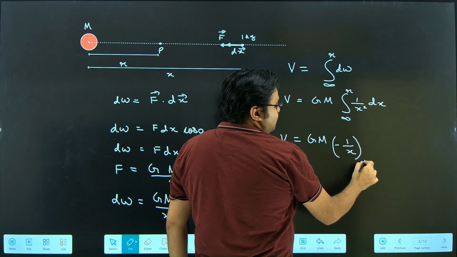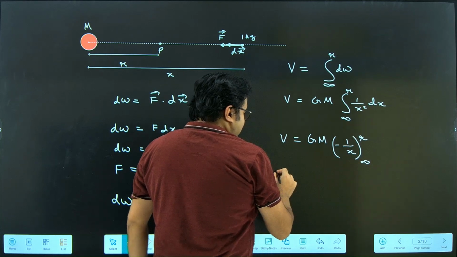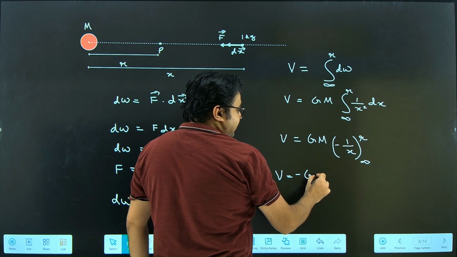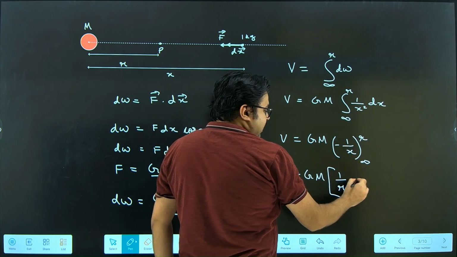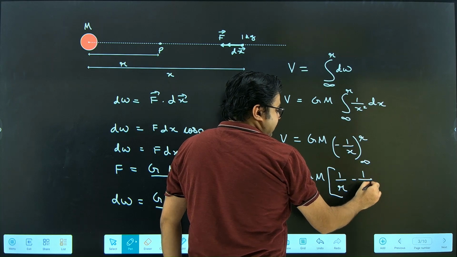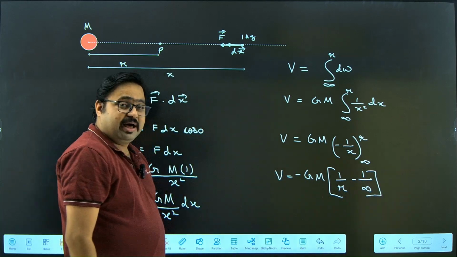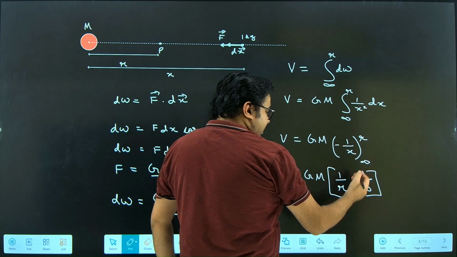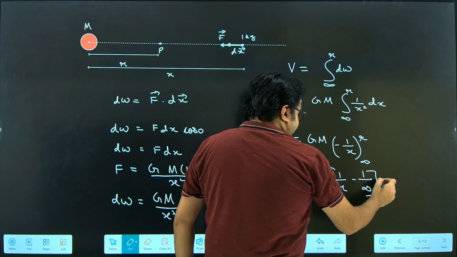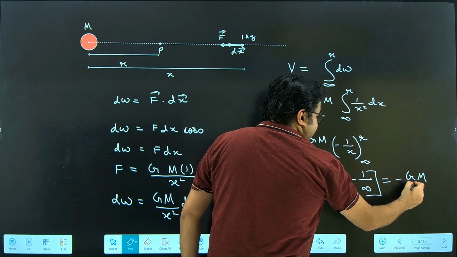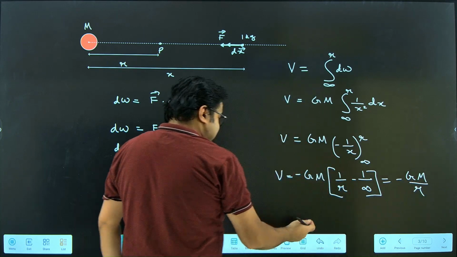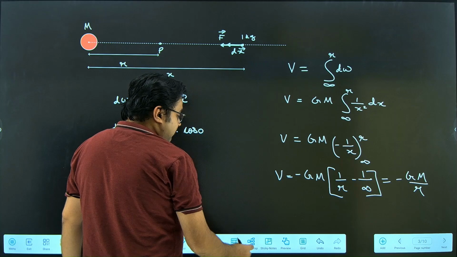It has to be evaluated between the limits infinity and r. So V is minus Gm into, substitute the upper limit, it's 1 by r, and the lower limit, it's infinity. So we have 1 by r minus 1 by infinity. 1 by infinity anyway is 0. So we have an equation here, minus Gm divided by r. Now that's exactly what is the potential.